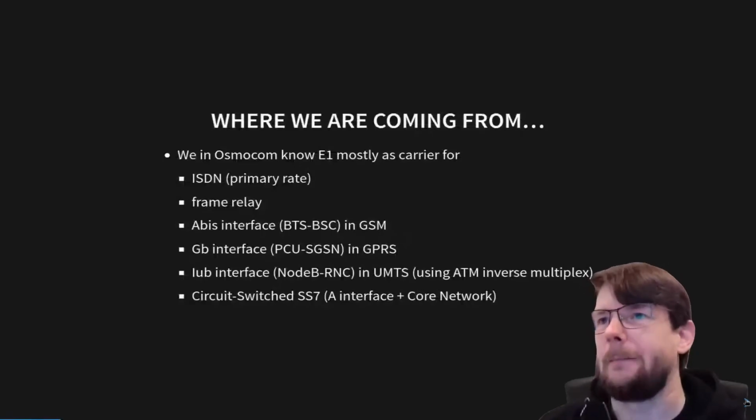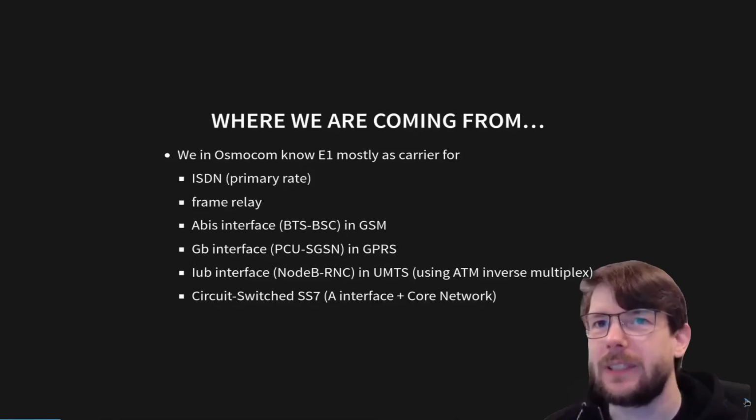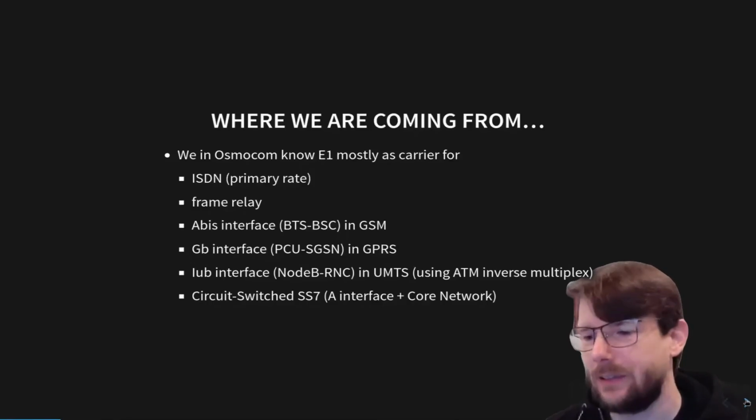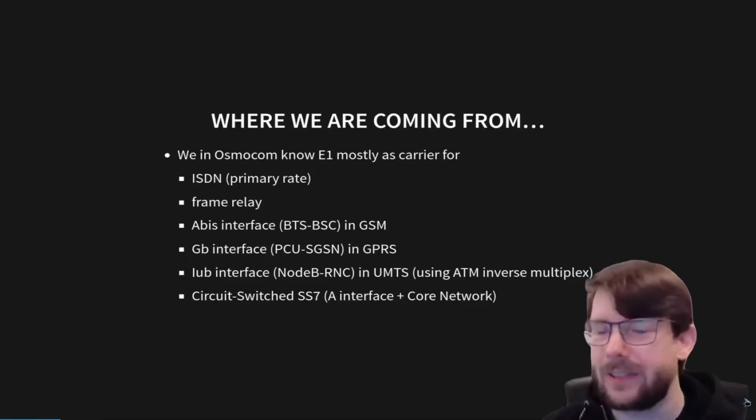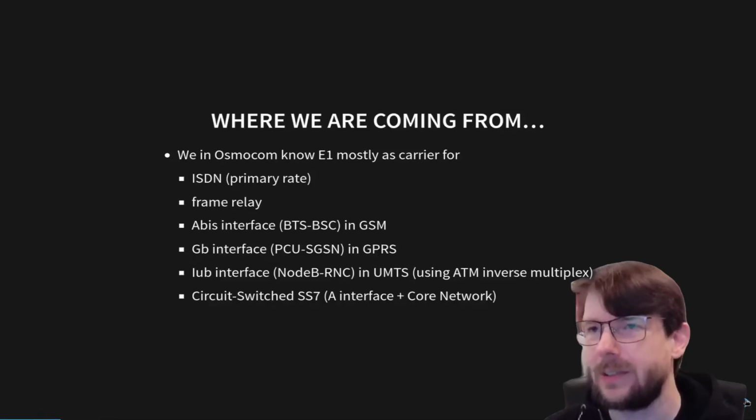I have this one slide where we are coming from, and that's from the Osmocom community, where this retro networking group has also spun off. In this context, we basically know E1 as a carrier for ISDN primary rate services, or for frame relay, for example, or various different cellular-specific interfaces like the ABIS interface or the GB interface, which are all carried traditionally over E1 circuits. Or even circuit switched SS7.